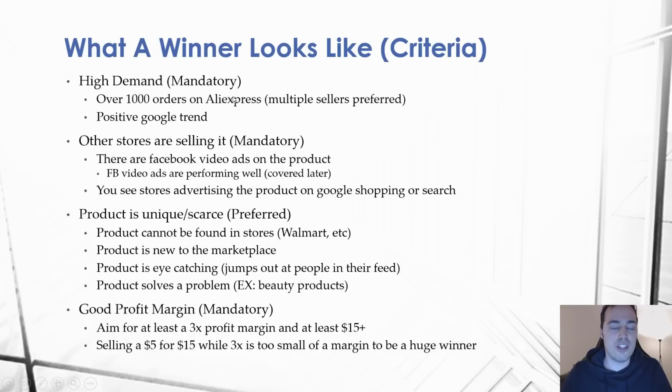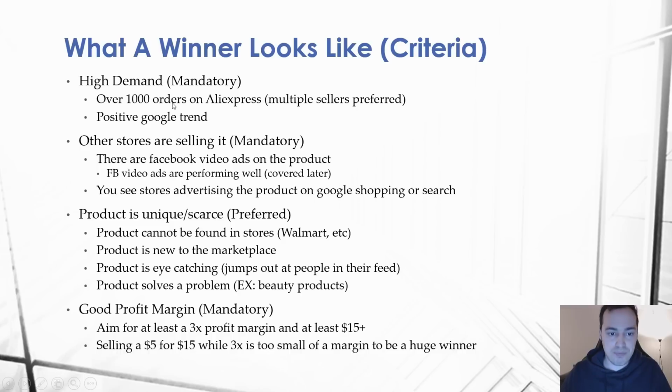So a couple ways you can check the demand of a product is how many orders it has on Aliexpress and whether it has a positive Google trend or not. So normally if a product has over 1,000 orders on Aliexpress, the demand is decent. However, if it has multiple thousands of orders and if it's multiple sellers that have over 1,000 orders as well, that means the demand is even higher. So a lot of the times you can get on there and you can see that a product may have 5,000 orders from one supplier, 4,000 orders from another supplier, 3,000 from another one. And if that's the case, then that is a good sign. So the more orders, the better.